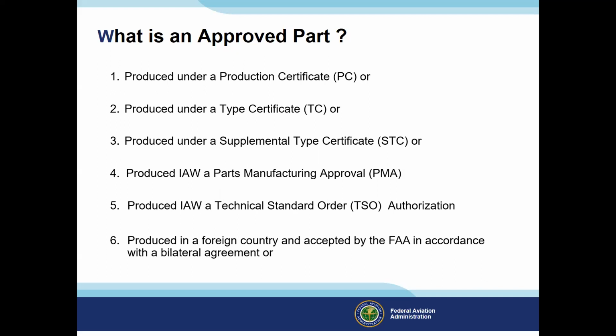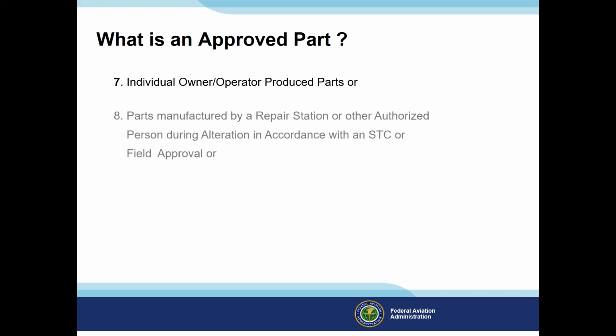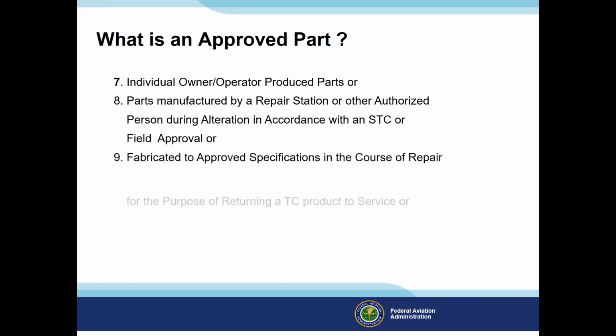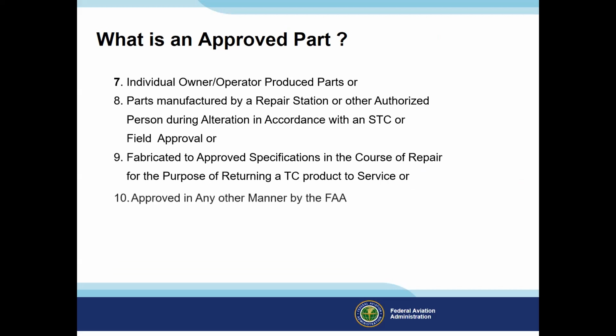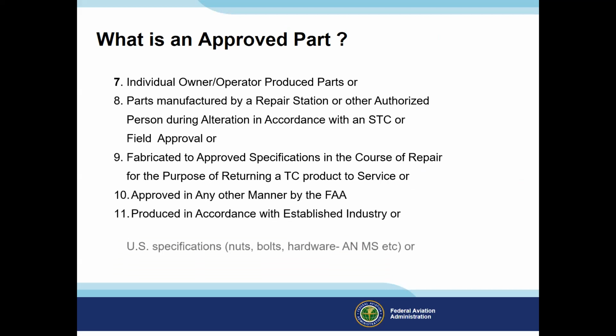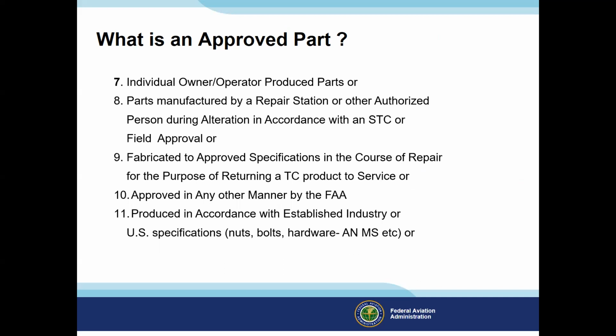Okay, as I said, there's 11 ways that a new part can be made, and 6 of them are listed right there. Go ahead and go to the next page, Gary. Our list continues right here. Some of the things that you may not have been aware of that will be useful to you is individually owned or operated produced parts are acceptable. Repair stations in the process of making a repair on the product that the customer is giving them is acceptable also.